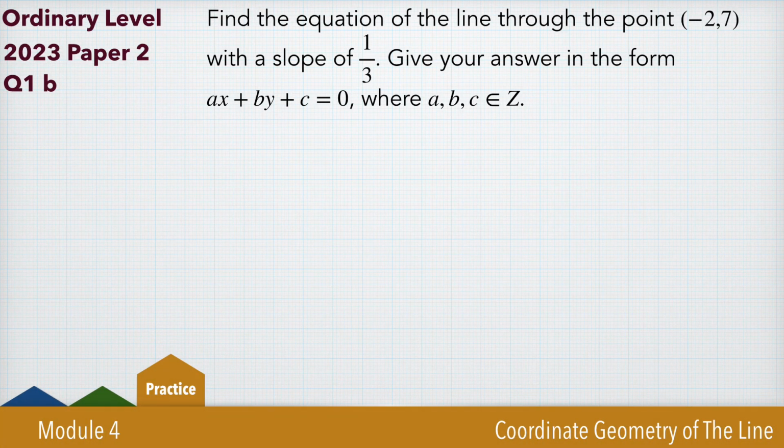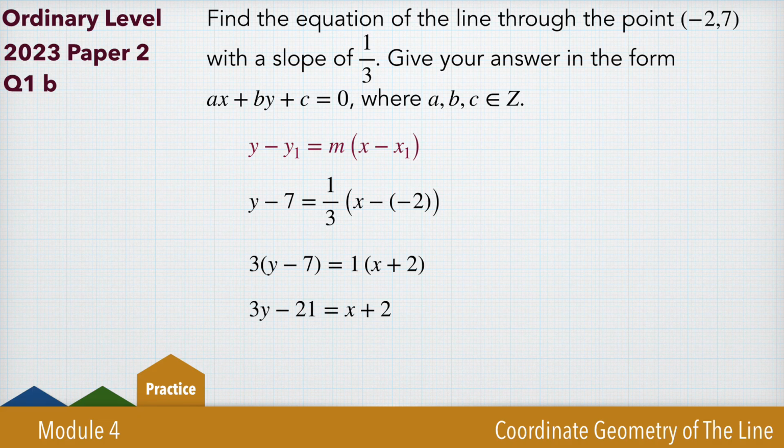Here we are asked to find the equation of the line that passes through the point (-2, 7) and has a slope of 1/3. We are asked to give the answer in the general format, where a, b and c are integers. We will use this equation of the line formula. As we are given the slope and a point on the line, we can substitute everything directly into the formula. We will first bring the denominator over the equal sign and multiply it by the left-hand side. Simplifying and then rearranging gives us the required equation of the line.